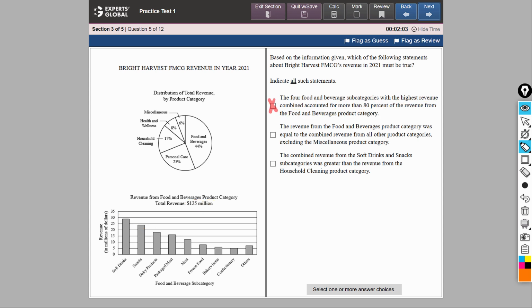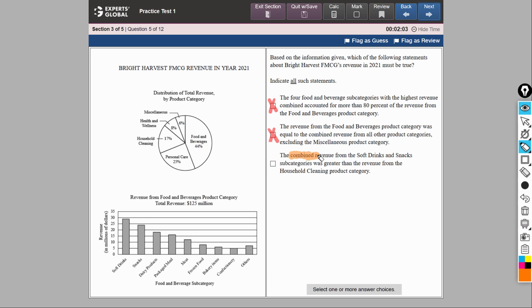Let's look at the second part. The revenue from the food and beverages product category is 44% or $125 million, but the combined revenue from all other product categories, excluding the miscellaneous category, would be 50%, because you see this is 44%, miscellaneous is 6%. The sum of other three therefore is 50%. So 44% and 50% are not equal. Therefore, this statement is also incorrect.